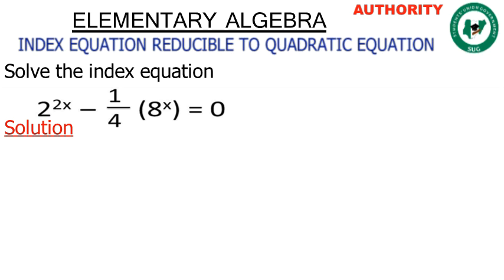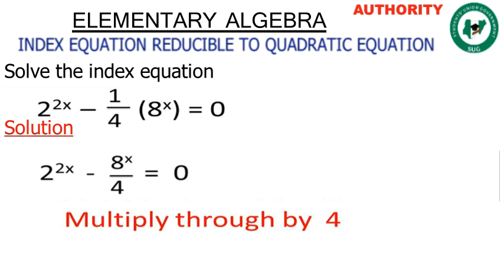Alright, let's see what we're going to do. Let's work on this second term, so let's open the bracket. Now we're going to have 2^(2x) minus 1 times 8^x, which gives 8^x all over 4, equal to 0. So we have 2^(2x) minus 8^x all over 4 is equal to 0. So we want to remove this 4.